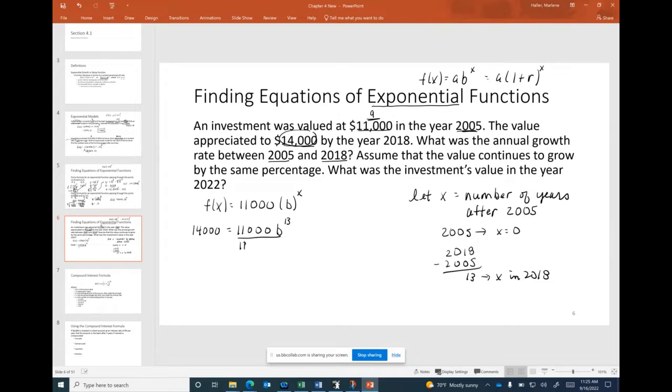So we're going to divide both sides by the 11,000. Okay, and then we're going to take the 13th root, or actually, let's do it this way, we're just going to raise this to the 1 over 13 power, because b to the 13th times 1 over 13th is just b to the first power. So that's how we undo that. All right, so we'll put that in the calculator, figure out what that growth factor is going to be.